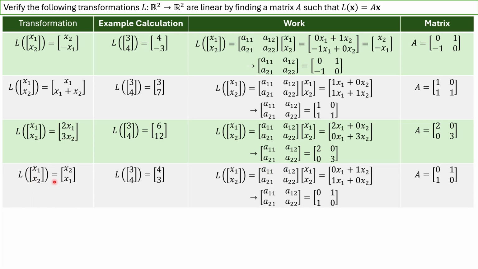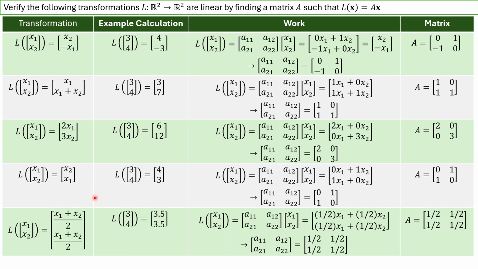Now the linear transformation that swaps two coordinates, x1 moves to the bottom and x2 moves to the top. The matrix is just the identity with the rows swapped. And finally, this messy looking fraction is just taking the average. So if we take our input x1, x2, the output should be x1 plus x2 divided by 2 in both the x and y positions. So essentially, if we had, for example, 3 and 4, the output will be 3.5, 3.5.